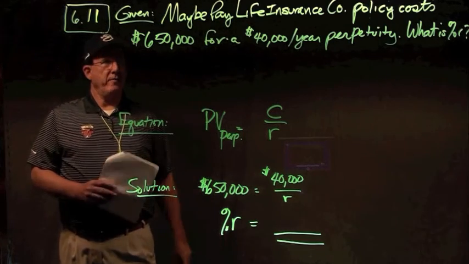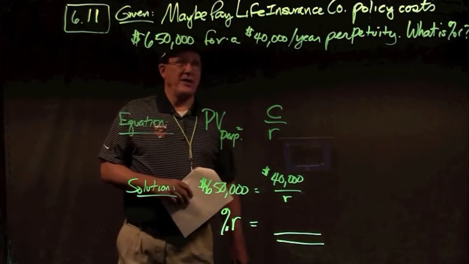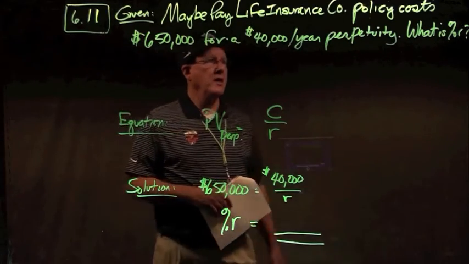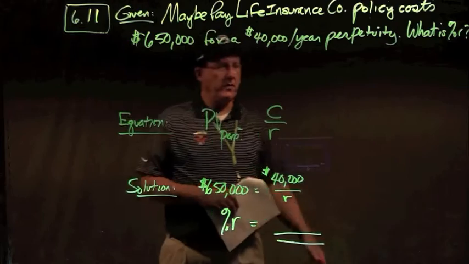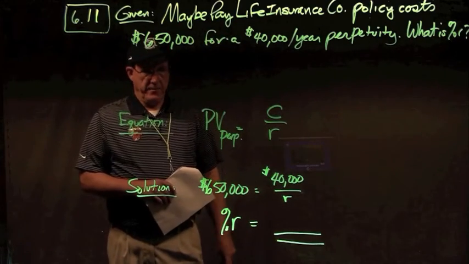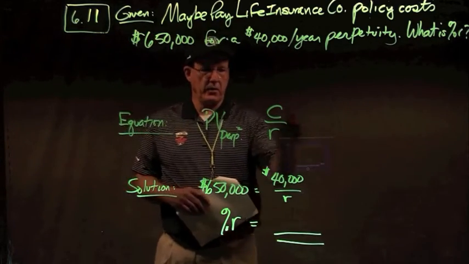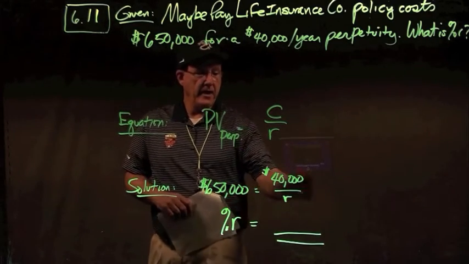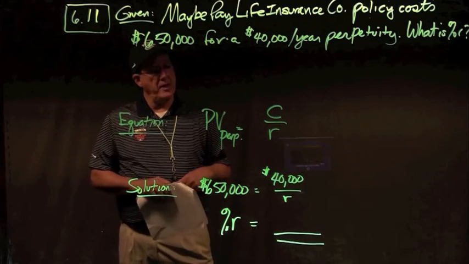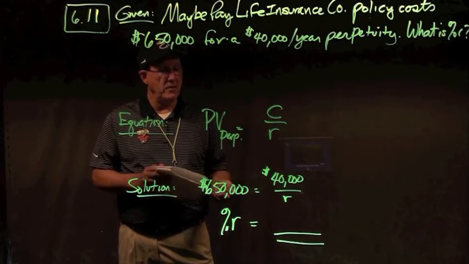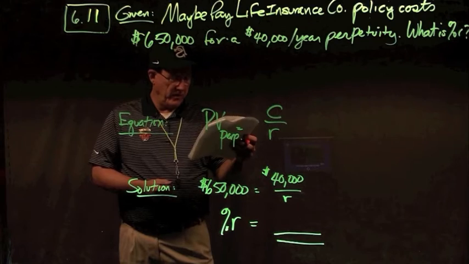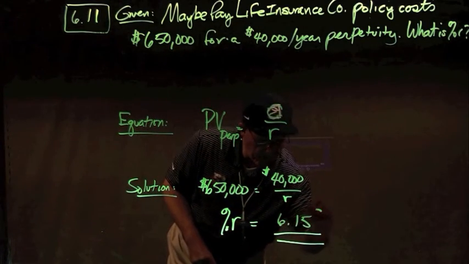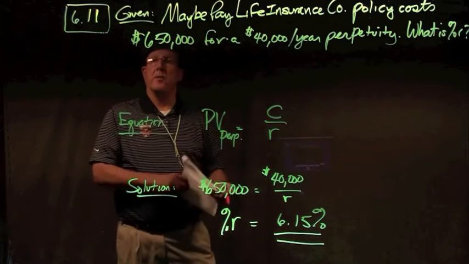In problem number 11, we have Maybe Pay Life Insurance Company policy costing $650,000 for a $40,000 a year perpetuity, or an annuity that goes on forever. What is the interest rate? So present value of perpetuity is equal to C over R. Once again, $650,000 is the value of the policy today. The constant perpetuity amount will be $40,000 divided by R, and for this I get a rate of 6.15%. Here's your answer to problem number 11.